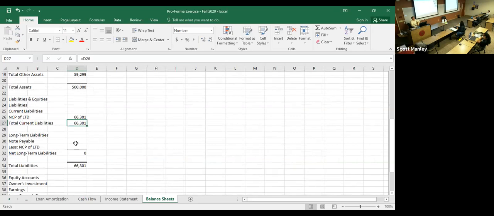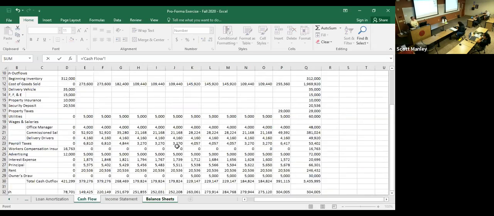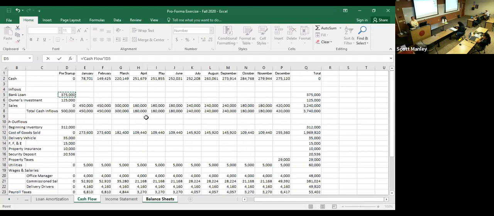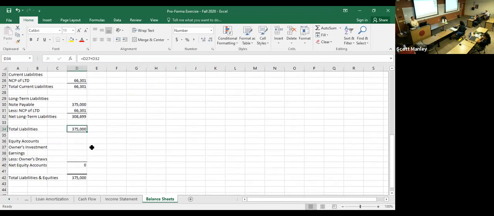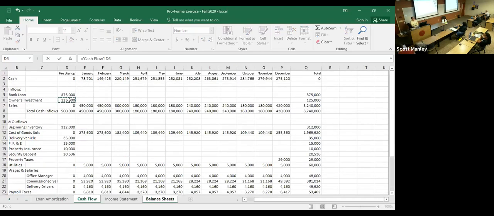66,301. How much is my note payable on opening day? That's on the cash flow. It's 375. What's my net current portion of my long-term debt? Interestingly, here, all I have to do is say, go up there and get that number. What's my total liabilities? It's 375. What was my owner's investment? Where can I find it? It's the cash in, right? Owner's investment.